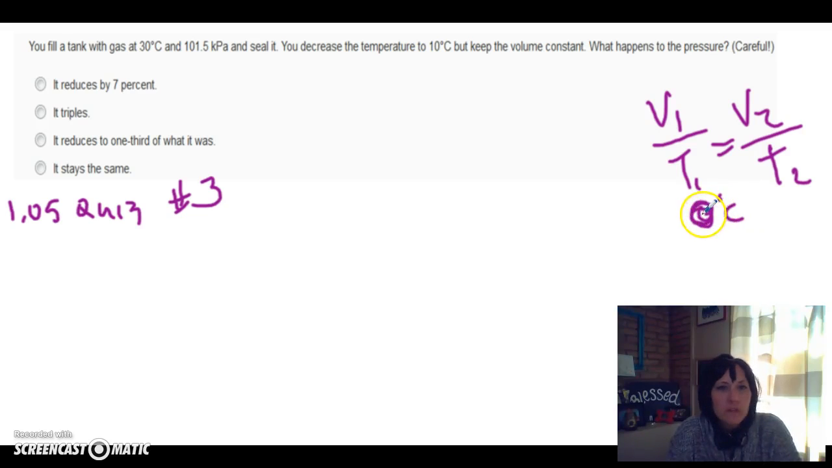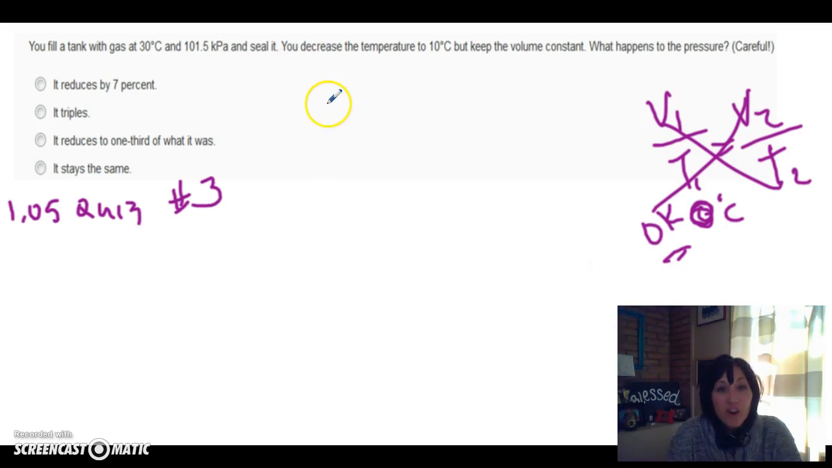That's just an oversimplified reason to think about it. 0 Kelvin, that's absolute zero. Nothing is moving at that temperature, so we wouldn't have to worry about the gas laws, right? Because nothing's moving. So just think about that when you think, okay, it has to be in Kelvin. So let's go ahead and look at this.